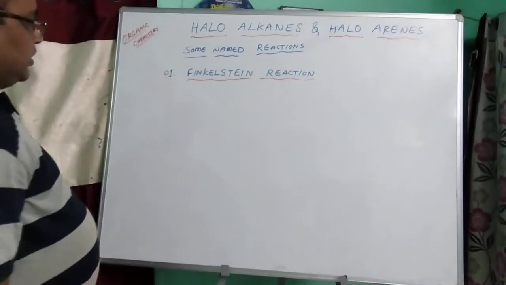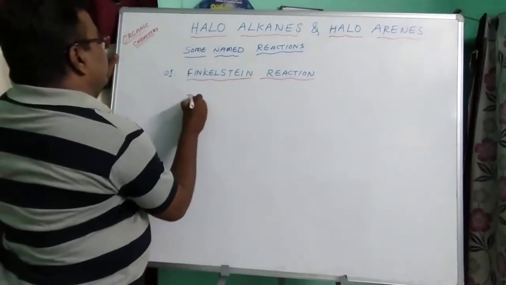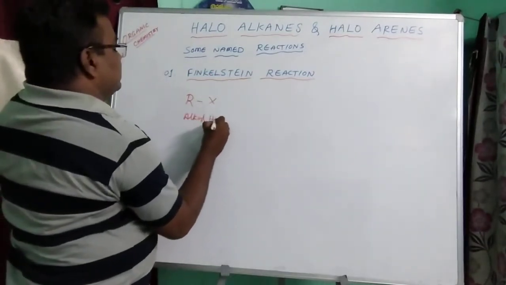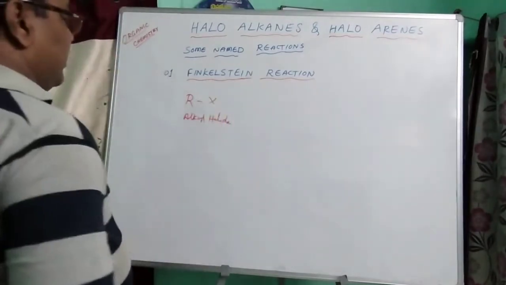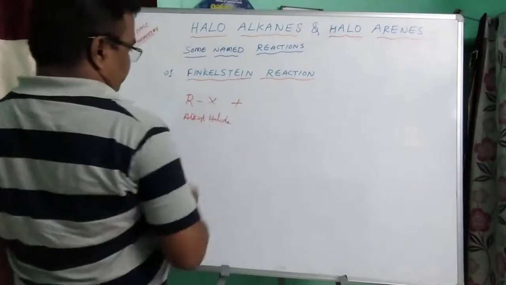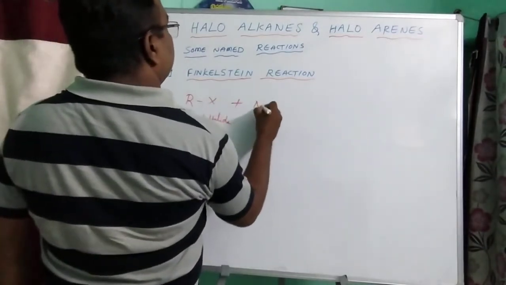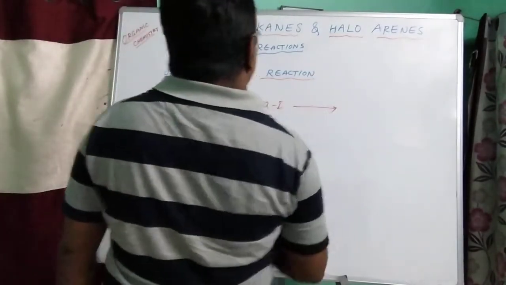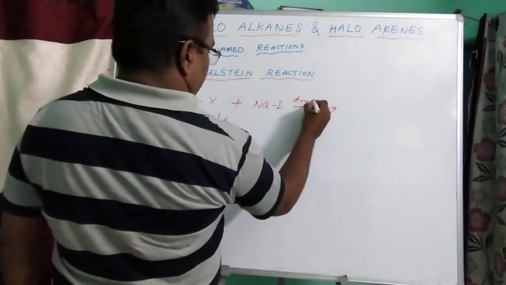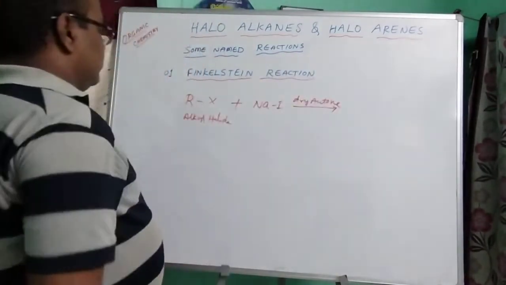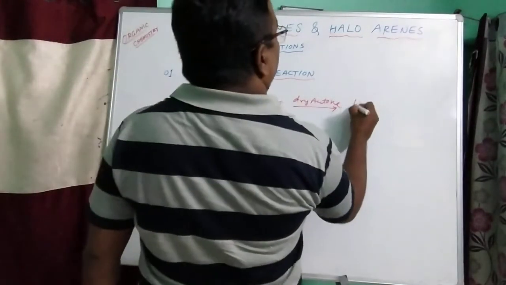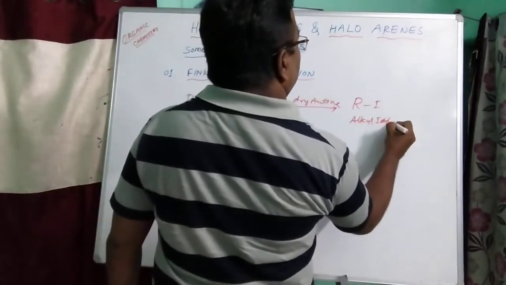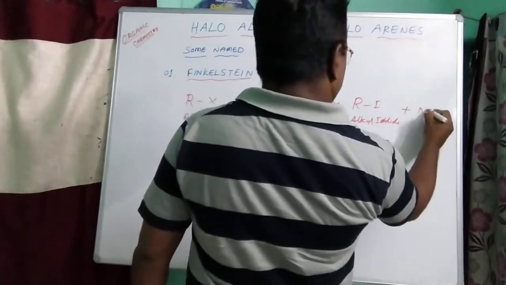What is Finkelstein reaction? When alkyl halide, we write as alkyl halide R dash X, reacts with sodium iodide in presence of dry acetone, it gives alkyl iodide, and the byproduct is sodium halide.